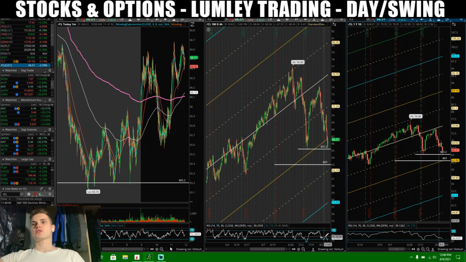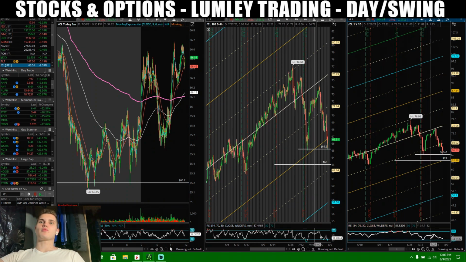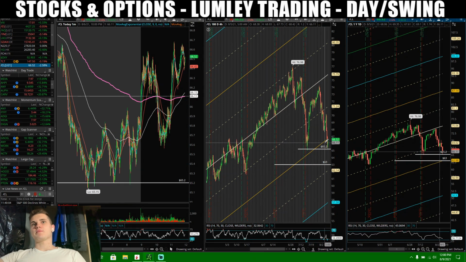So as soon as it becomes oversold on the daily, this is probably when it will be around that 63 level, and we will probably get that strong bounce and continue up to the $70 area.